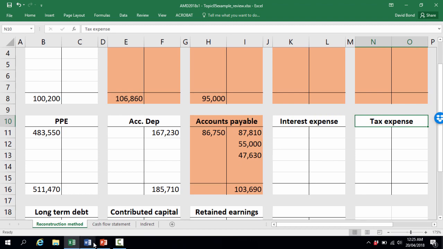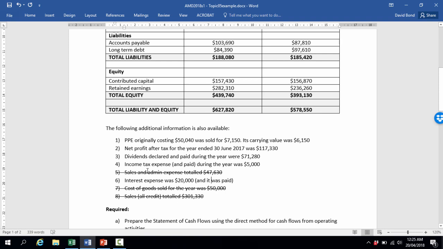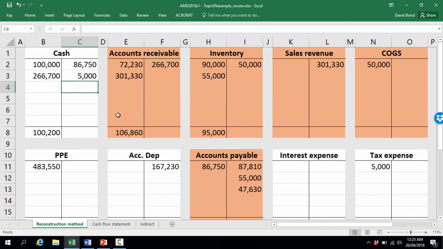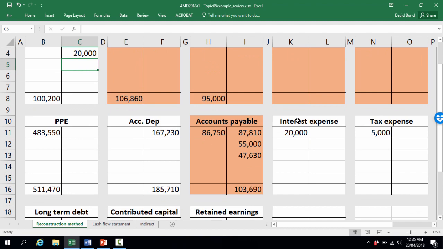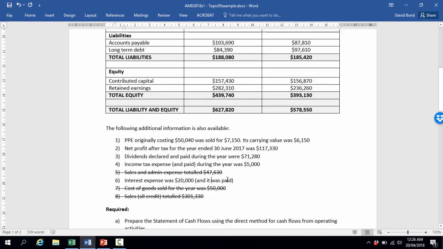Interest and tax, because when we look at the information provided, we can strike that out. When we look at the information provided about tax and interest, income tax expense was paid $5,000, and interest was expensed and paid of $20,000. So tax $5,000, debit $5,000, tax expense, credit cash $5,000, and interest expense, debit $20,000, credit cash $20,000 because it was paid. That's both of these now done. And we come back to the example and we can strike out that information. So we've used all of this information because it's now in the accounts in the worksheet, and we have used these last pieces of additional information down here.